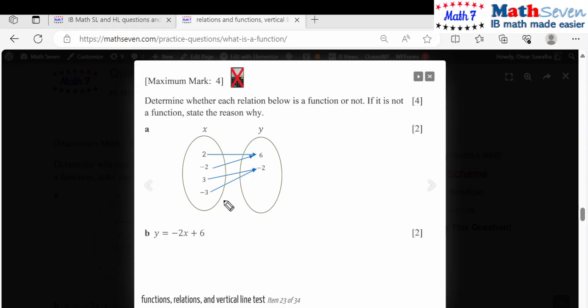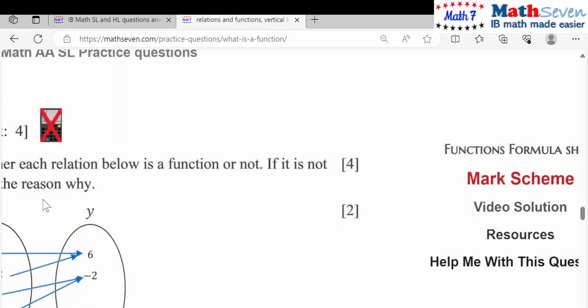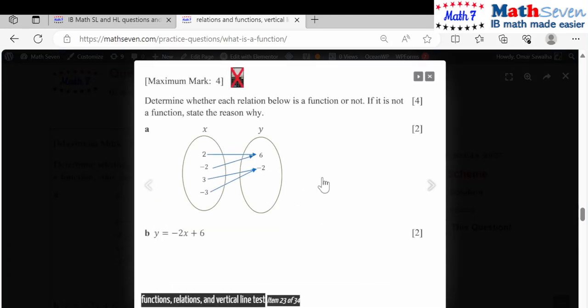Now students, look, this input 2 has an output of 6. It doesn't have two different outputs. No, it doesn't. Look carefully. Let me make it bigger a little bit so that you see. So this input, okay, here, look at this input. Oops, we went to the answer. Sorry, just make it bigger.